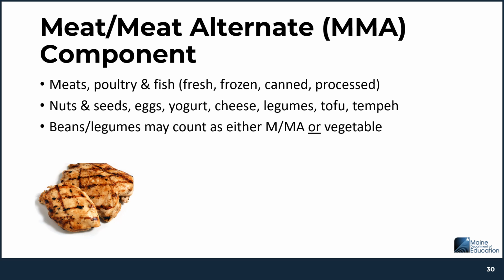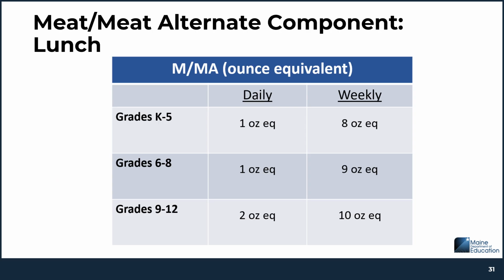And when offering beans and legumes, the menu planner is choosing whether they are counting them as a meat alternate or as a vegetable. The meat alternate component is a required component for school lunch. Like many of the other components, there are both daily and weekly minimum requirements that have to be met. So for grades K through 8, you must offer at least 1 ounce equivalent of meat alternate at lunch every day. For grades 9 through 12, you must offer at least 2 ounce equivalents of meat alternate each day.